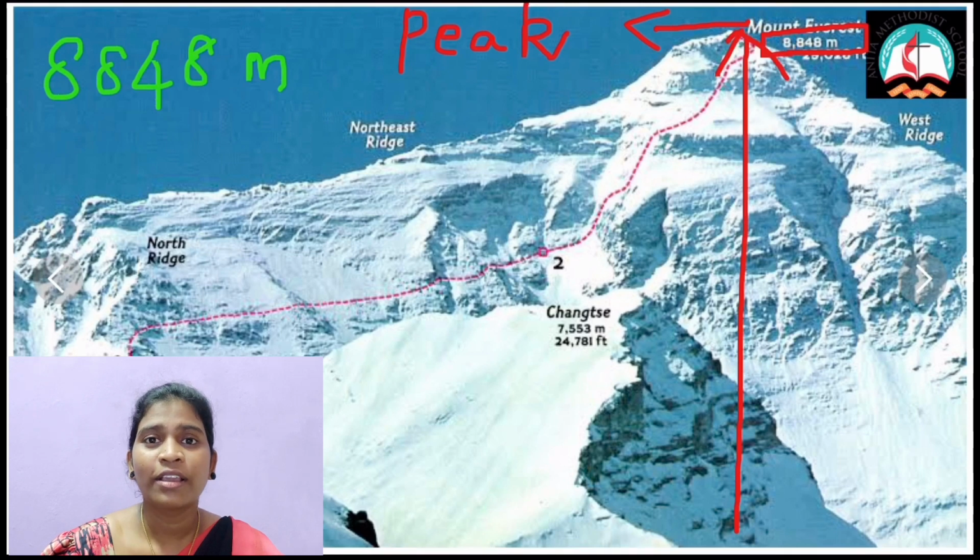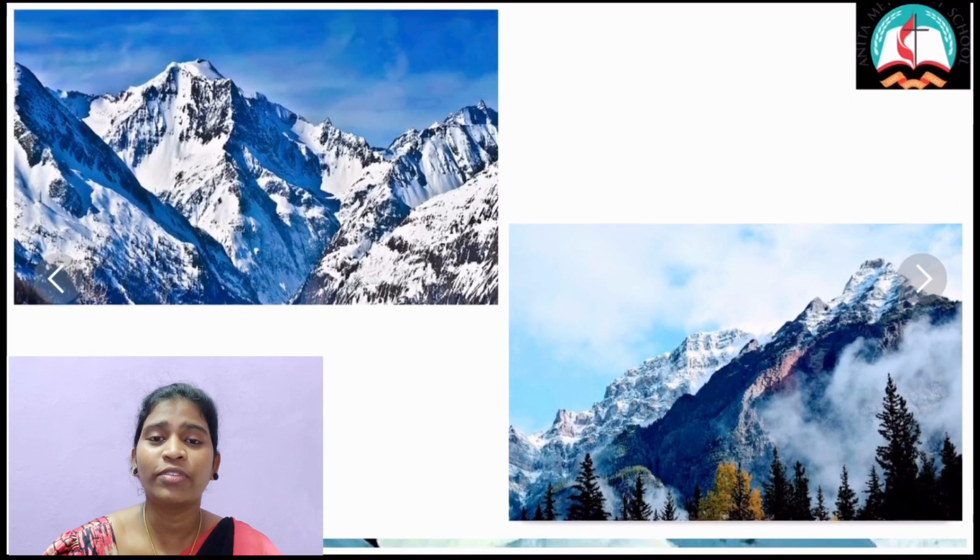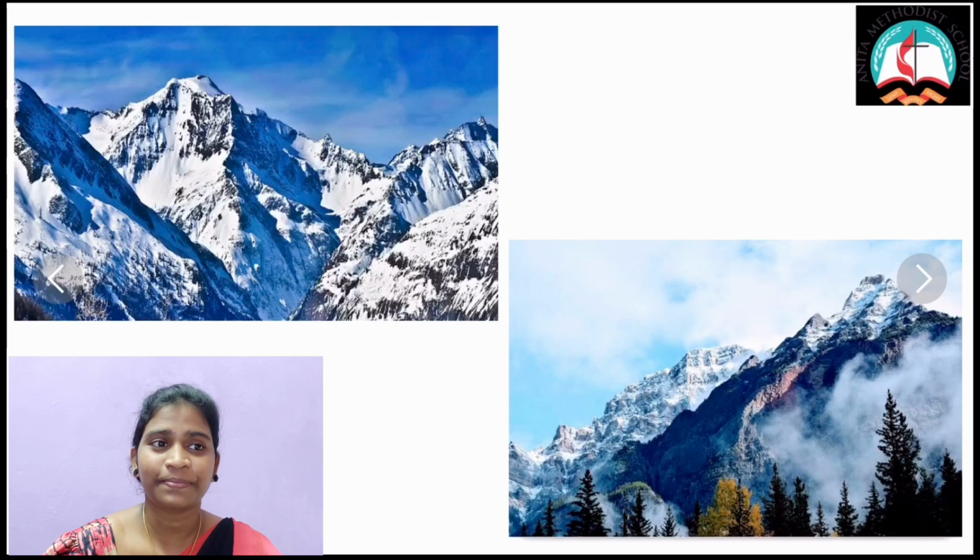So simply to remember this, I'll just tell you one thing in Tamil. 8 8 4 8 pona Mount Everest la poidala, which means 8848, and in Mount Everest, M is for meters. So 8848 meters is the height of Mount Everest.